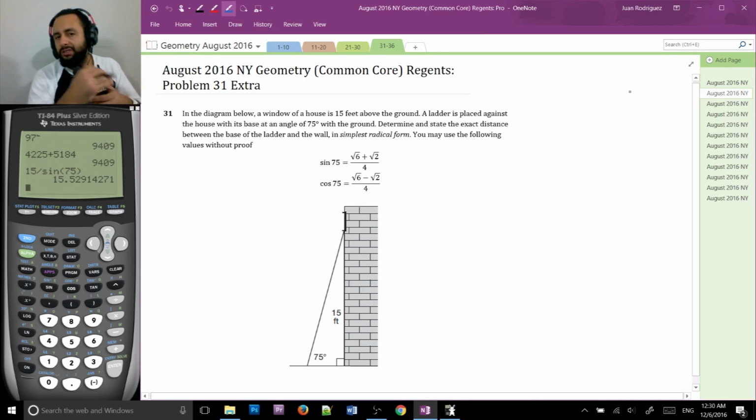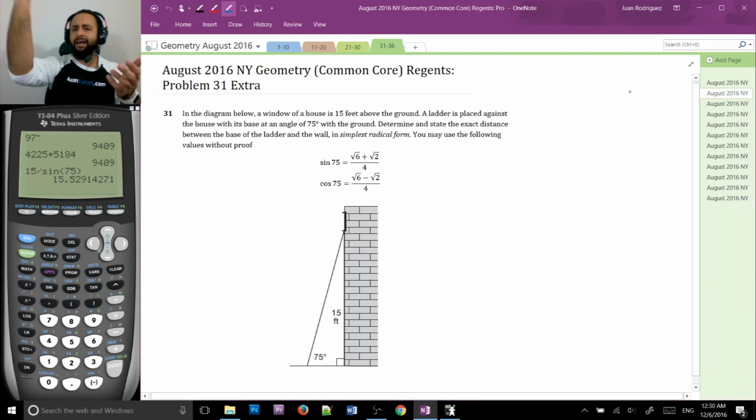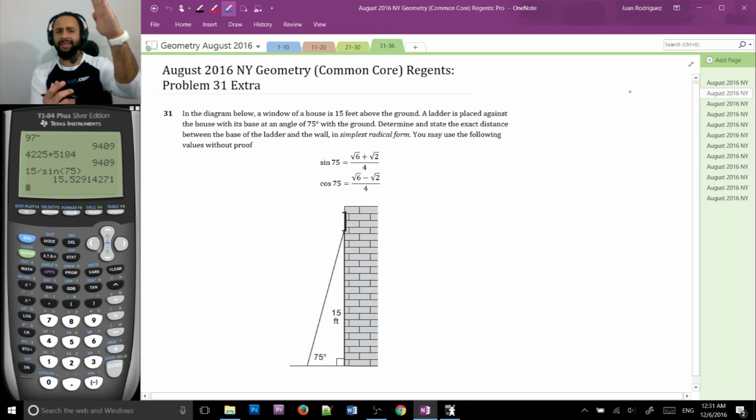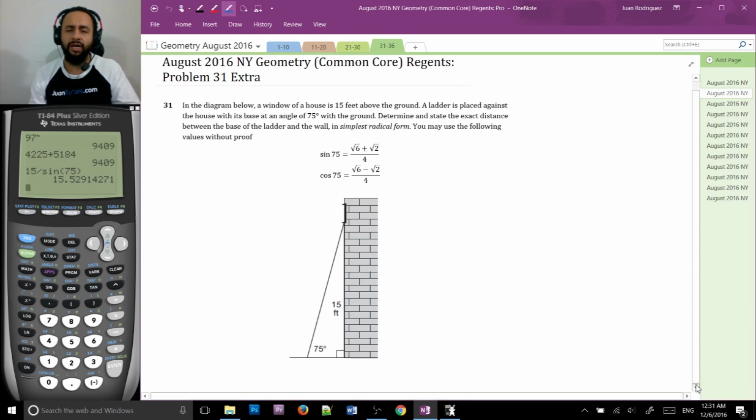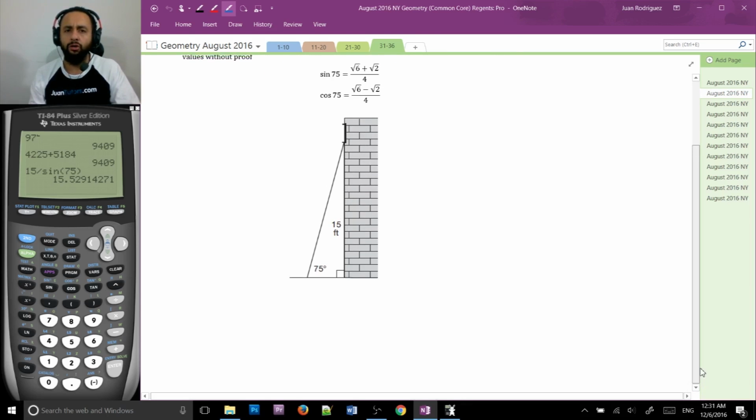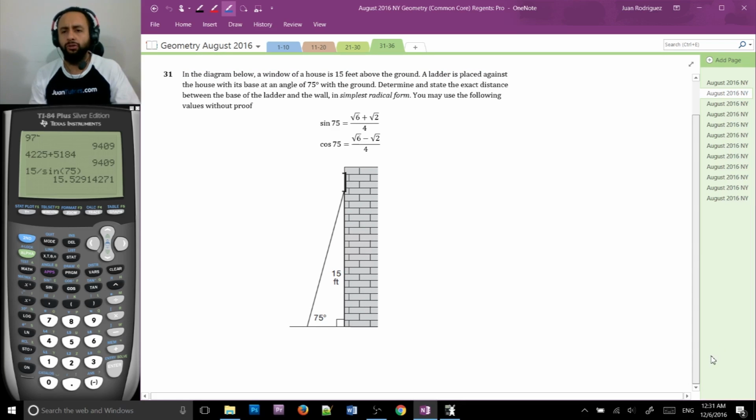In the diagram below, it's the same diagram, a window of a house is 15 feet above the ground. A ladder is placed against the house with its base at an angle of 75 degrees with the ground. Then determine and state the exact distance between the base of the ladder and the wall, in simplest radical form. You may use the following values without proof: sine 75 equals radical 6 plus radical 2 over 4, and cos 75 equals radical 6 minus radical 2 over 4. Sorry, not over 2, over 4. Okay, this is the length that they want.